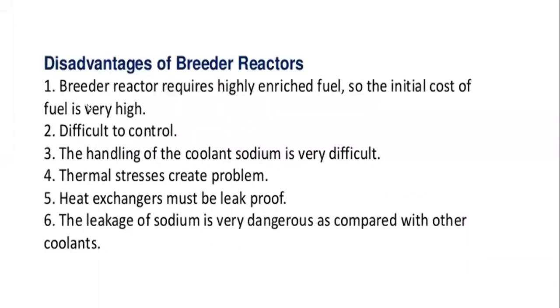Okay, what are the disadvantages? The breeder reactor requires enriched fuels, so the initial cost of the fuel is very high. In the breeder reactor we use uranium 235. Then the cost of that fuel is very high, and it is difficult to control. Why? Because we are using two heat exchangers. That's why the controlling operation is also difficult.